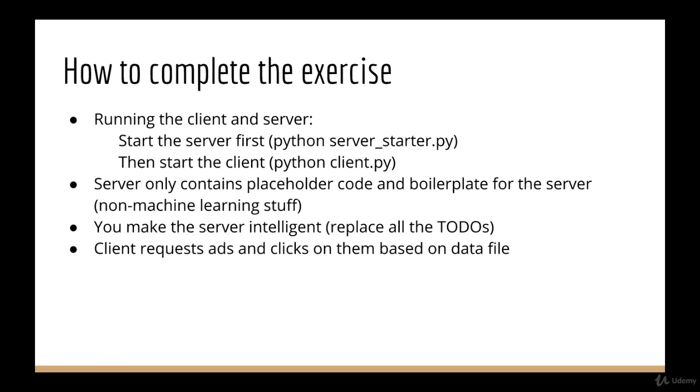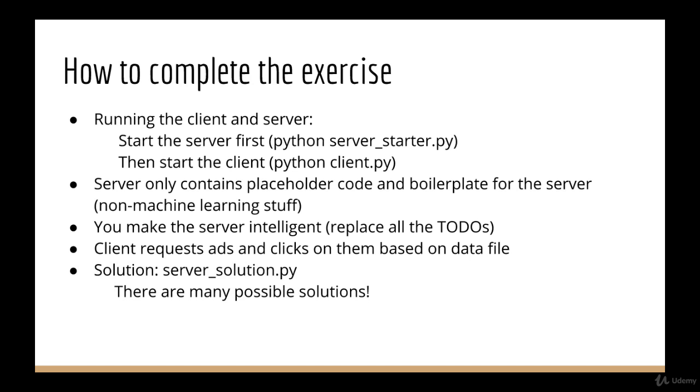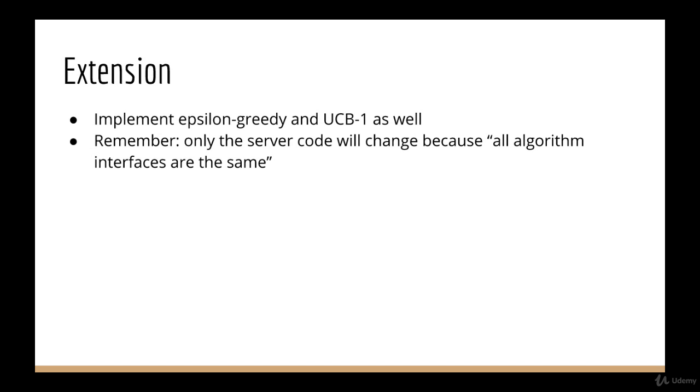The client is just client.py, which requests ads and clicks on ads using the data file we were using earlier. This requires no change because our data set is fixed. If you want to look at the solution, that's in the file serversolution.py. As an extension to this exercise, you can also try implementing other algorithms we talked about, such as epsilon greedy and UCB1. Remember that the server code will remain the same because all algorithm interfaces are the same. Only the algorithm itself will change. This is a key concept.